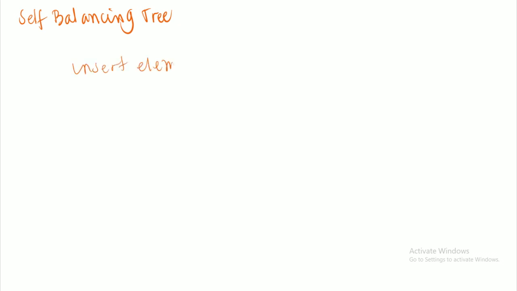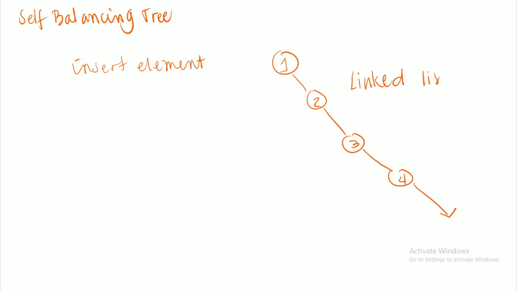Now, for the definition of a self-balancing tree, before that, we need to remember that there's always this process where we try to insert an element to our data structure. And what happens in a tree data structure is that when we don't have a self-balancing tree, the data just goes like this, which, in definition, is just a linked list.